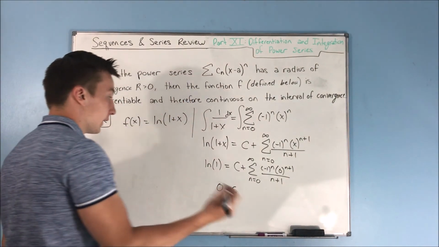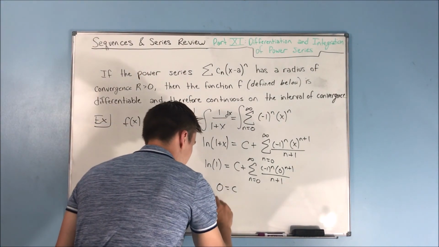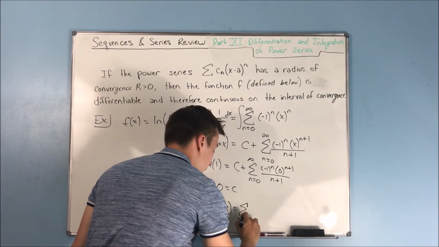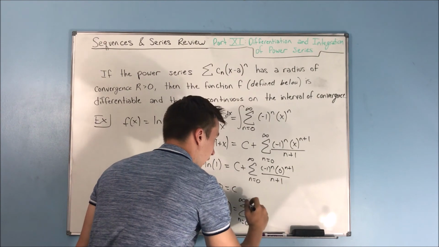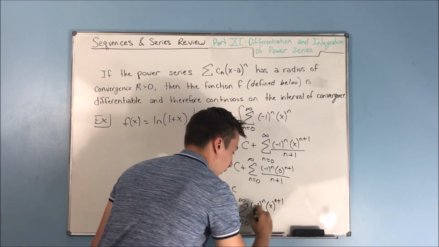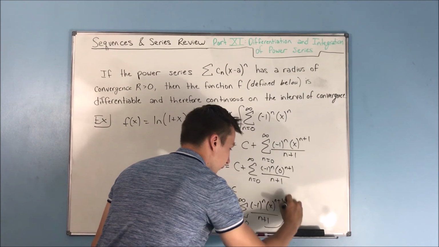All right, and that means that natural log of 1 plus x can be represented as the sum from n equals 0 to infinity of negative 1 to the n times x to the n plus 1 over n plus 1.